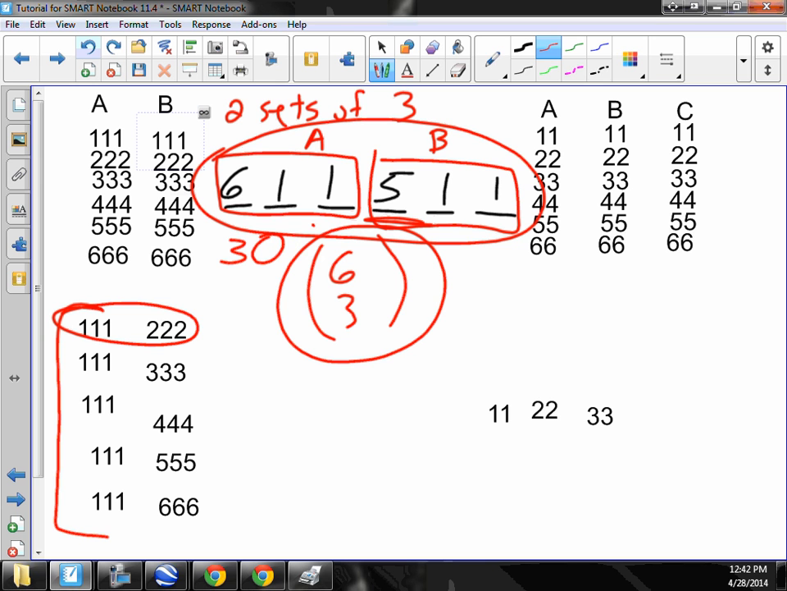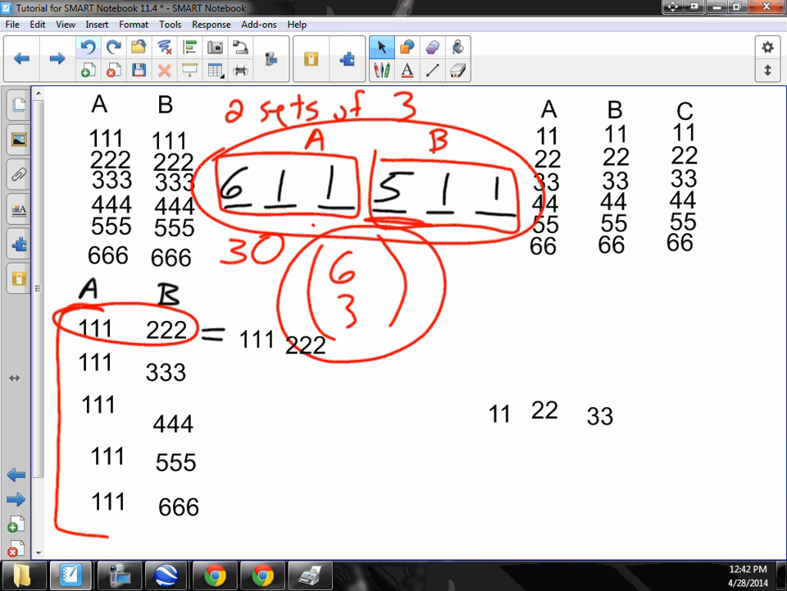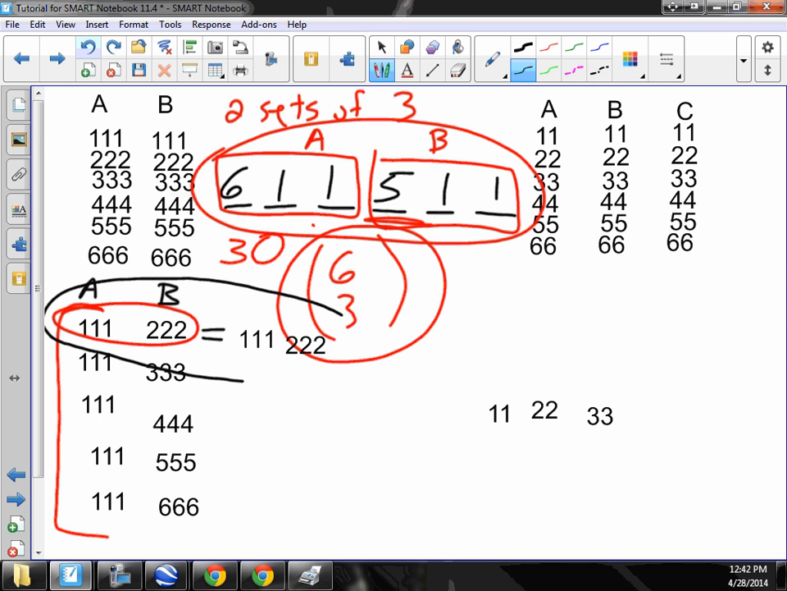And here's the reason why. If I create 1, 1, 1, 2, 2, 2, and I pulled this from A and I pulled this from B, is that the same thing as pulling 1, 1, 1 down from there and pulling 2, 2, 2 down from there? Yes, I've been hearing it all day. So, are these 2 groups equal?